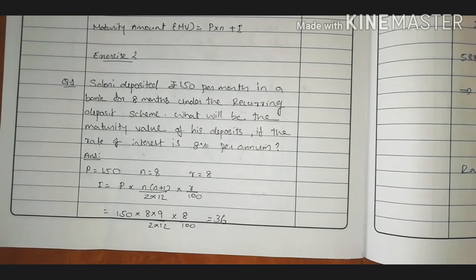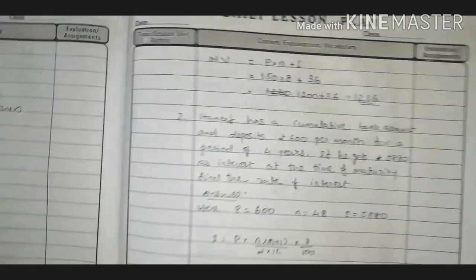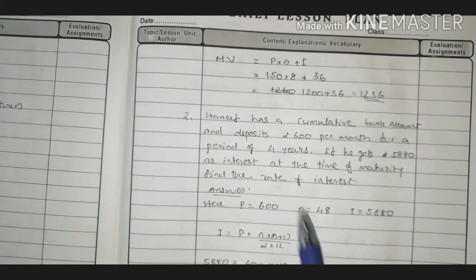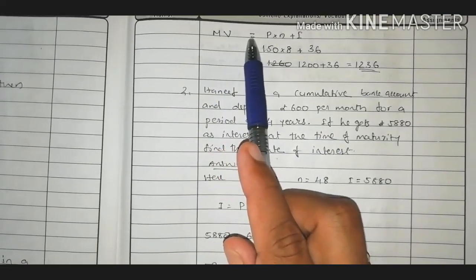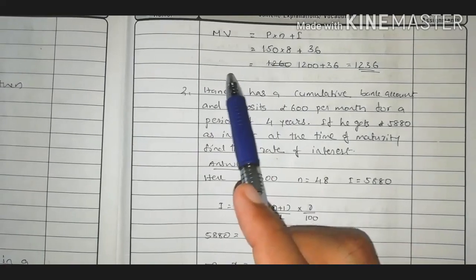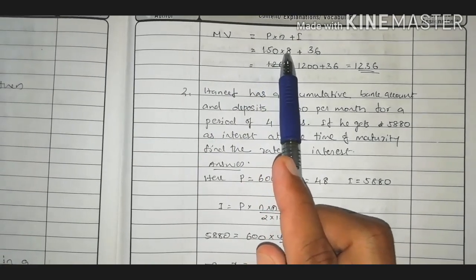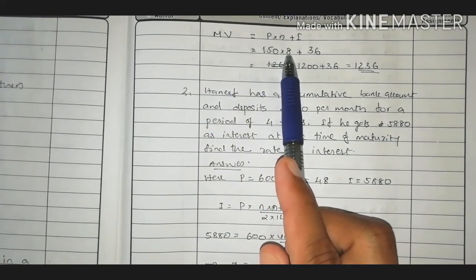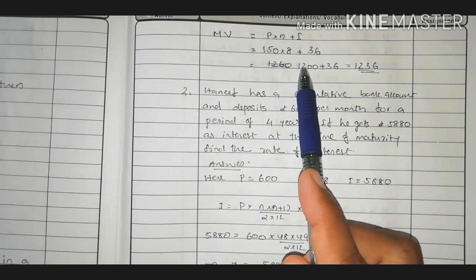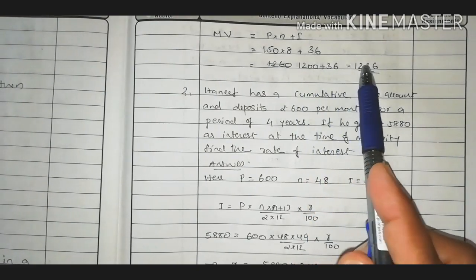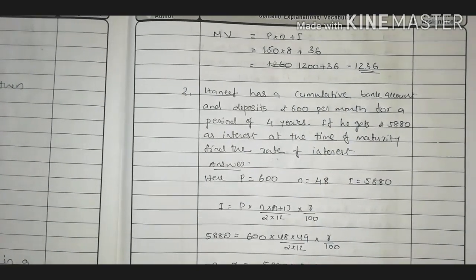And here the question is we have to find the maturity value. So we have to write the formula: maturity value is equal to P into N plus I. So here P is 150 and that into 8, where 8 is the number of months, plus interest, that is 36. So it should be 1200 plus 36, that is equal to 1236.